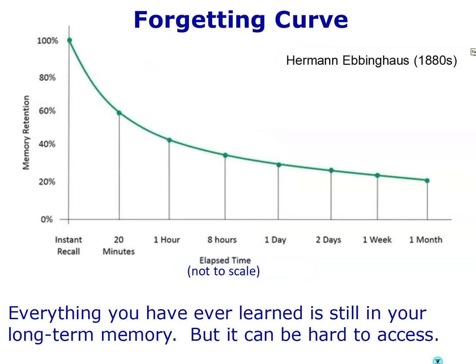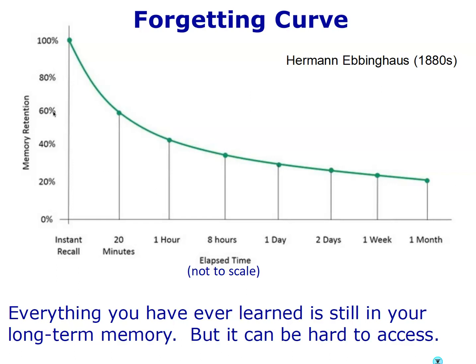So back in the 1880s, Herman Ebbinghaus actually did some research and came up with the forgetting curve. So let's say that you're in class and you learn 10 new words and the definitions of those 10 words. Well, in just 20 minutes, you've lost 40%. You've forgotten 40% of what you've learned. It's still in your long-term memory, but you don't have the links to it anymore. It gets hard to retrieve.